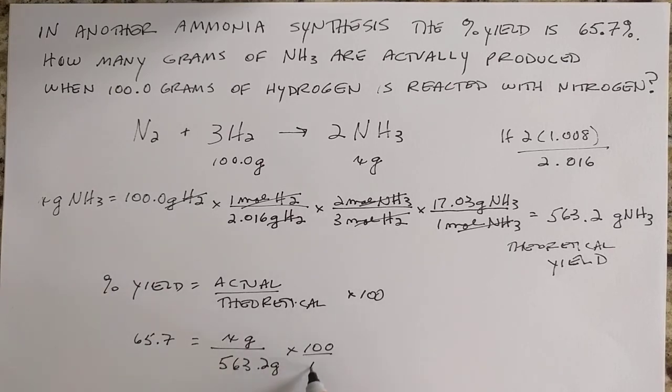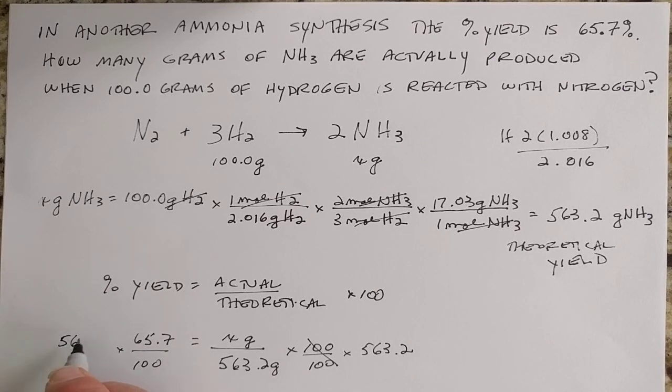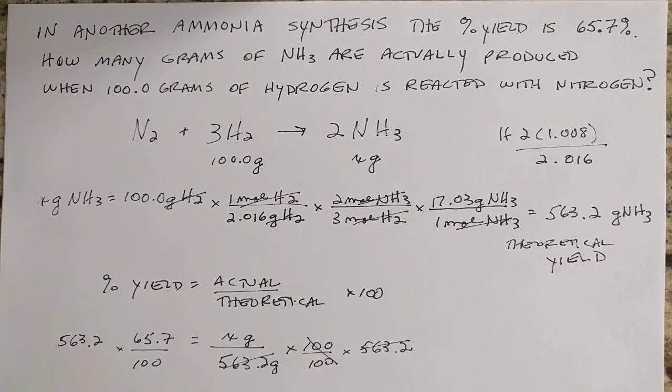All right, so now what we need to do is get x by itself. So we divide this side by 100. That means we have to divide this side by 100. We have to get this out of the denominator, so we multiply this side by 563.2. Multiply this side by 563.2. That cancels that. So now x is by itself. And we'll do that math. So 563.2 times 65.7 divided by 100 equals.